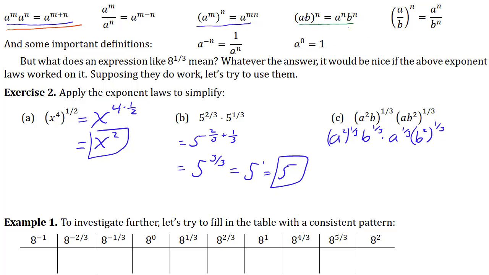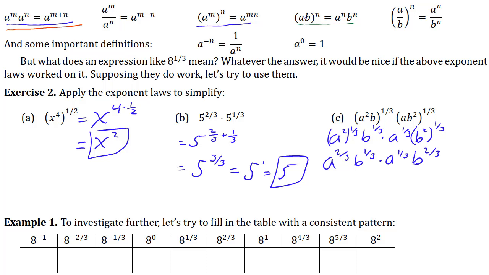So using that rule here, you have a power to a power, a squared to the power 1/3. That is an example of the third rule. Multiply the powers to give you a to the power 2 times 1/3. 2 times 1/3 is just 2/3. b to the 1/3 is just that. a to the 1/3 is a to the 1/3. And b squared to the power 1/3, again, a power to a power. We just multiply those to get b to the power 2 times 1/3, which is 2/3.